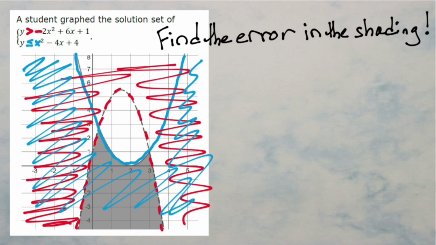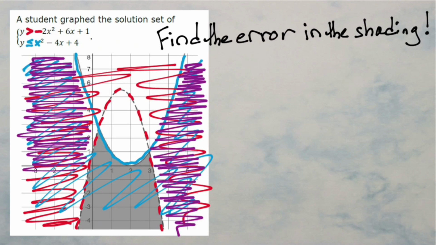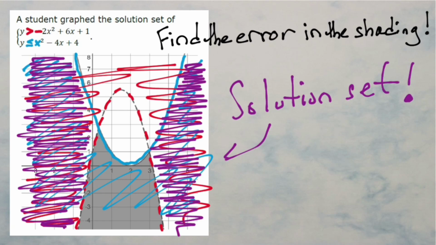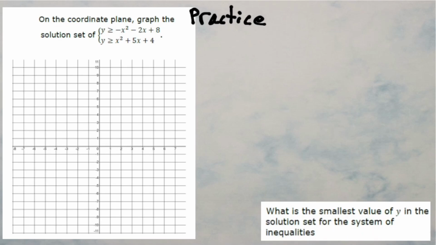So it looks like the blue was originally shaded correctly, but it was just the red function that was not shaded correctly. So the overlapping region is on the wings of this problem, and that's where you get your solution set. Hopefully you got that one right. All right, let's do the finale problem. One for you to practice on your own, so practice it on your own.